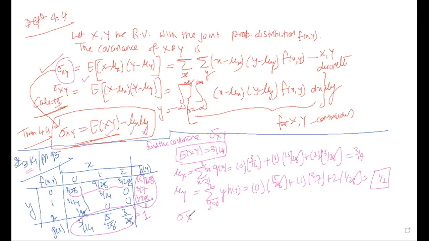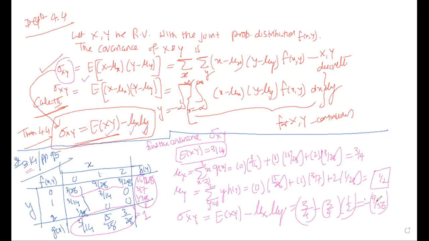So naturally, sigma xy is equal to expected value of xy minus nu of x and nu of y. And that is equal to 3 by 14 minus 3 by 4 times 1 by 2. If you use this one, you're going to get that it is equal to negative 9 by 56.